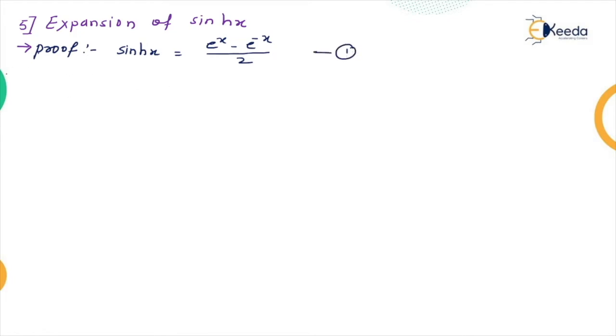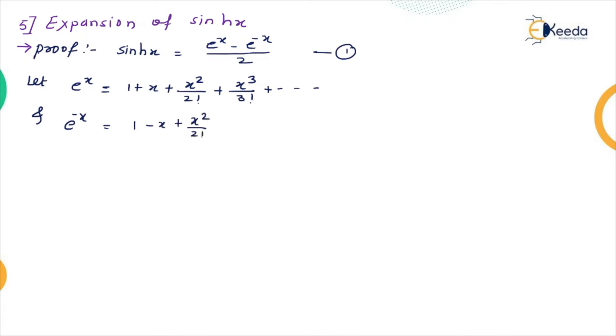Now you know, let the series expansion of e to the power x. So what is the series expansion of e to the power x? You know very well, this is 1 plus x plus x square upon 2 factorial plus x cube upon 3 factorial plus and so on. This is the e to the power x expansion, and the e to the power minus x expansion, you know very well, is 1 minus x plus x square upon 2 factorial minus x cube upon 3 factorial plus and so on. So only plus or minus alternates here. The terms remain as they are.